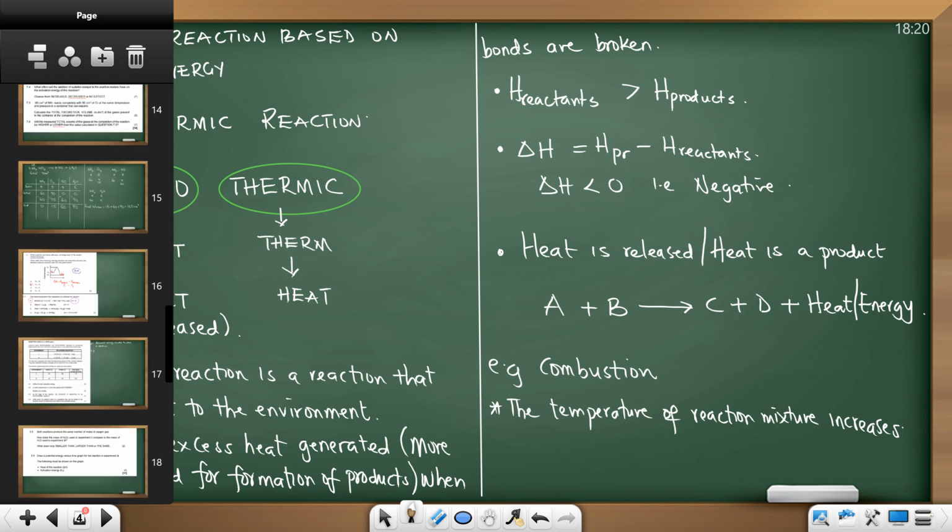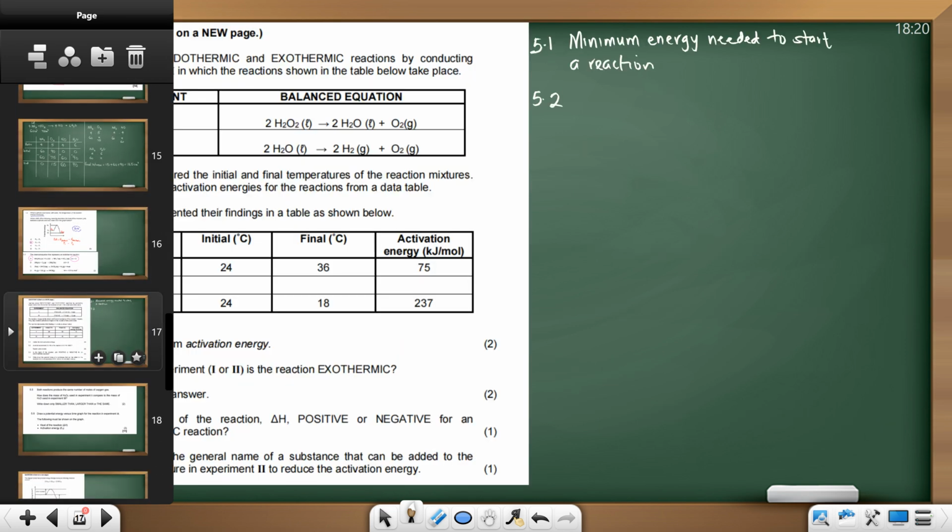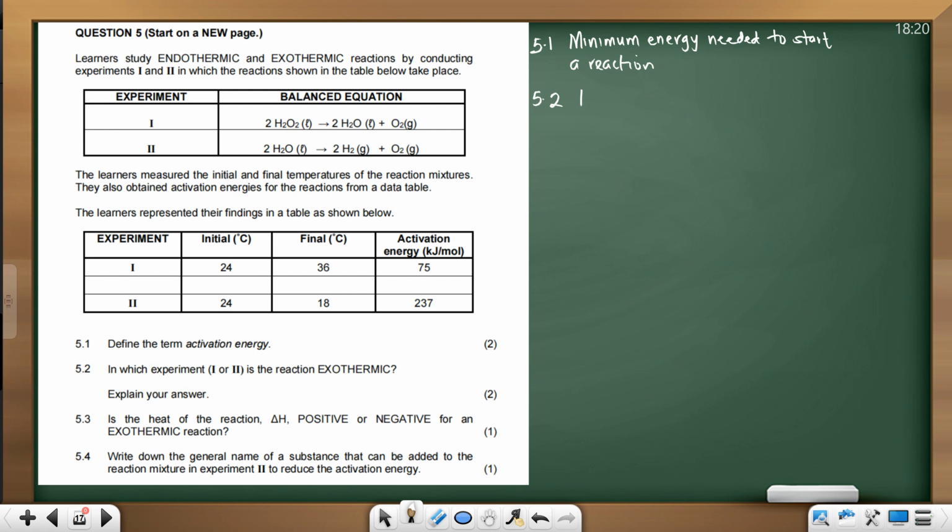And what would be our reason here? And that's the reason anyway. Exothermic. Which reaction? Reaction 1. Why? Remember, these are temperatures. This is not energy. Okay. What are we saying here?